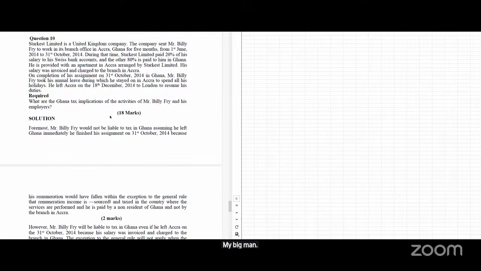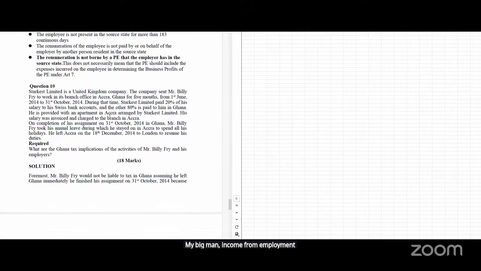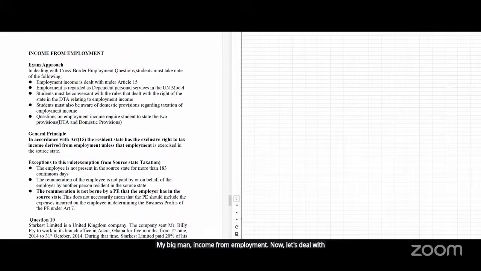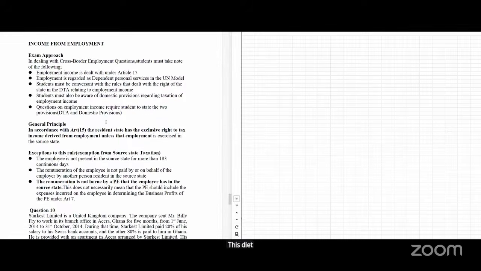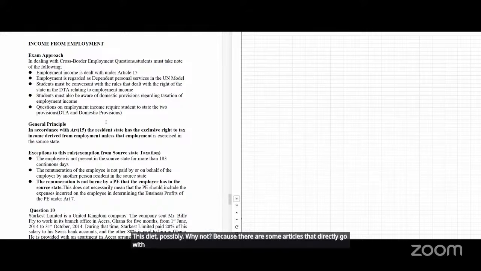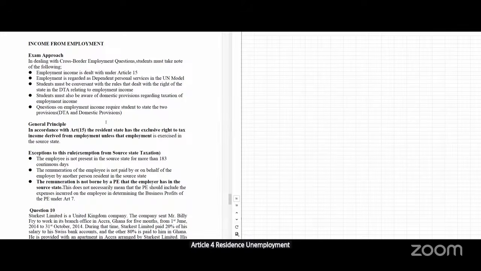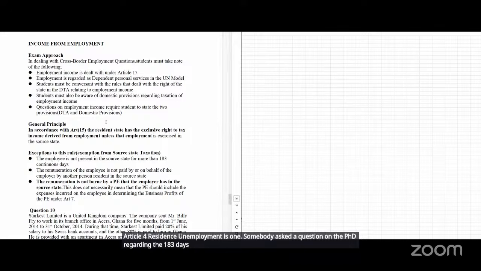Income from employment. Now, let's deal with income from employment. This is one of the areas that they like bringing questions a lot, possibly this diet, why not? Because there are some articles that directly go with Article 4, residence, and employment is one. Somebody asked a question on the page today regarding the 183 days, and this is where mostly we use the 183 days. Now, employment income questions, there's a structure, there's a way you can make the marks.